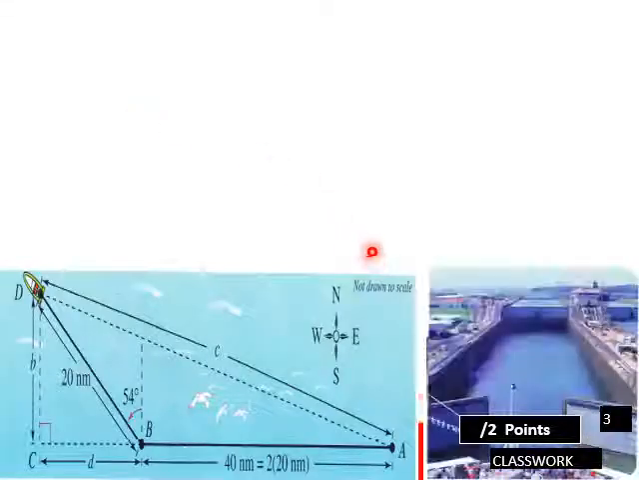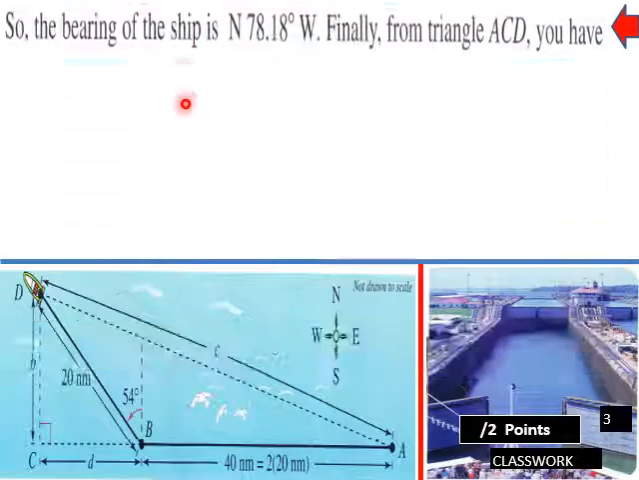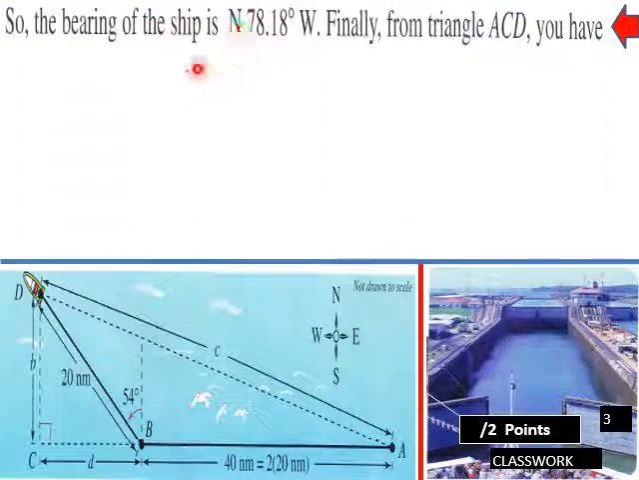So, knowing that information, we now know that the bearing of the ship is north 78.18, which is right here. That's our bearing on that.